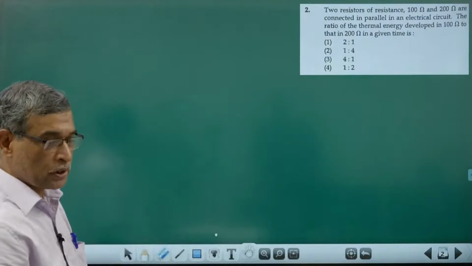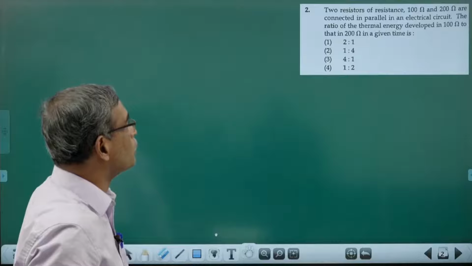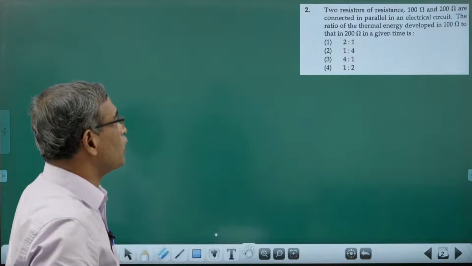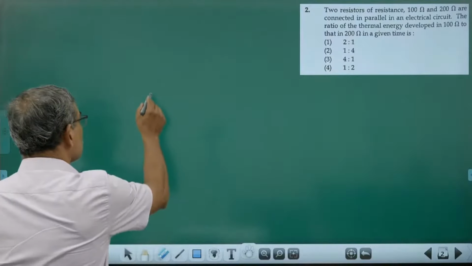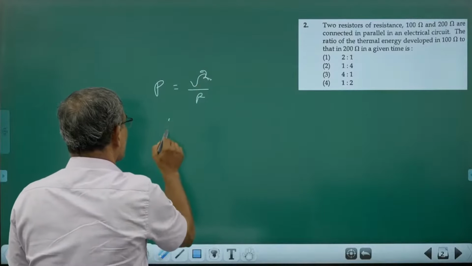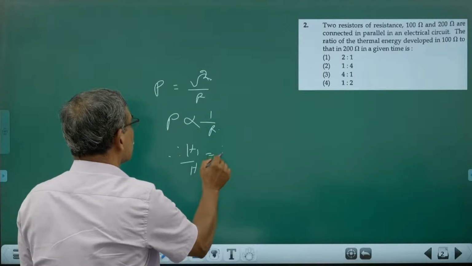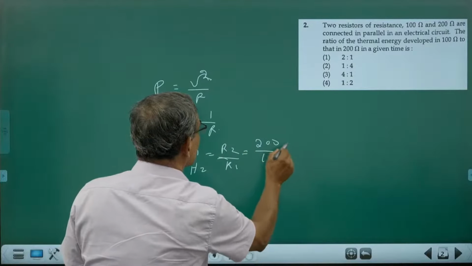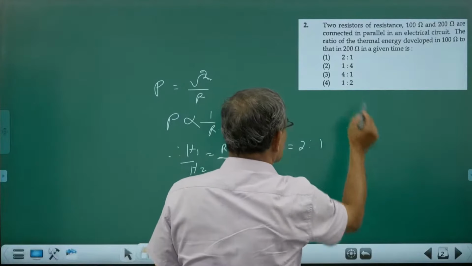Now come to our second question as per this version. Two resistors of resistance 100 ohm and 200 ohm are connected in parallel in an electrical circuit. The ratio of the thermal energy developed in 100 and 200 ohm respectively. The connection is parallel, and definitely we know the heat generated P equal to V squared by R. Therefore, P is proportional to 1 by R. Therefore, H1 by H2 is equal to R2 by R1, that is 200 by 100, 2 is to 1. So the option is equal to 1.